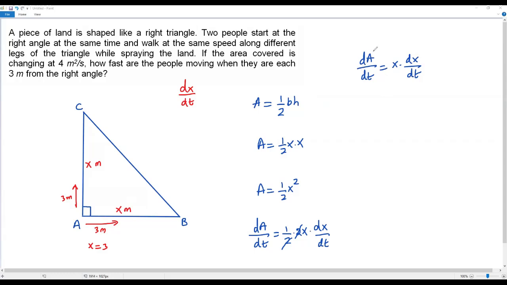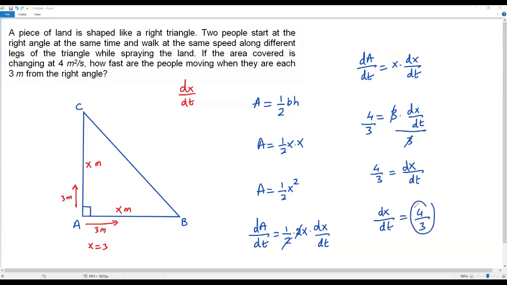Now let's plug in the values. The value for dA over dt is given: how fast the area is changing is 4 meters squared per second. We plug in this 4 for dA over dt, and for x we have 3 times dx over dt. Our aim is to solve for dx over dt, so we have to get rid of this 3. For that, I divide both sides by 3. Then the 3 cancels out. I get 4 over 3 equals dx over dt, or dx over dt equals 4 over 3.